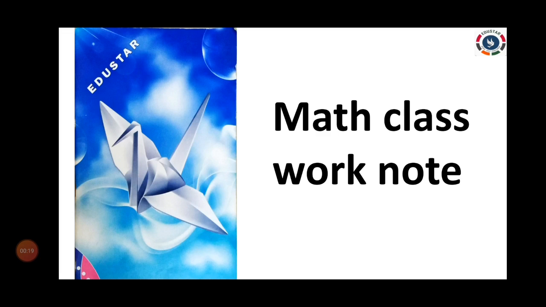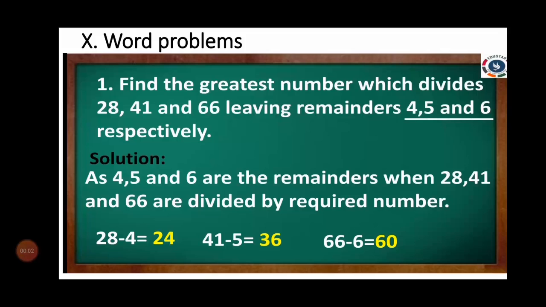Okay. We have completed the classwork up to Roman number 9, I mean find the LCM by using the common division method. Up to that we have completed in the last class. So from that we want to start Roman number 10, word problems. Number 1. Find the greatest number which divides 28, 41 and 66 leaving remainders 4, 5 and 6.